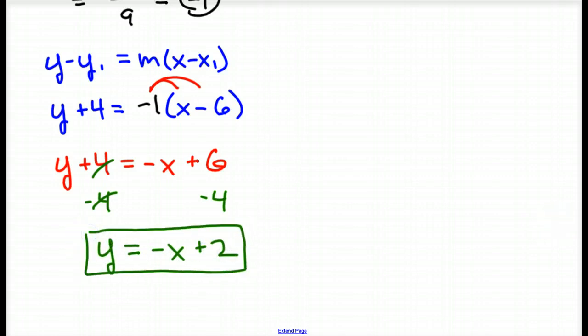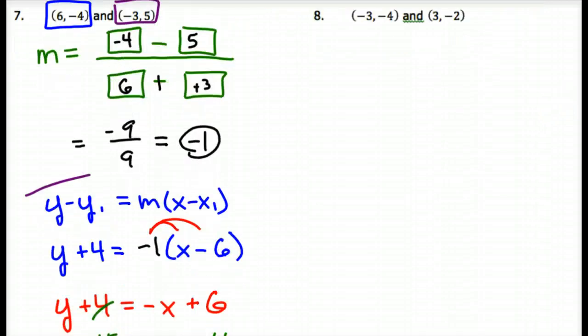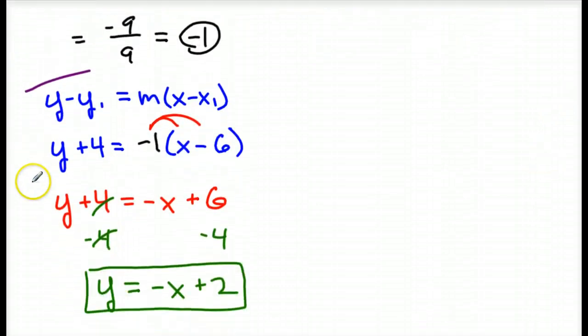Okay, so notice it's basically 3 different steps we're doing. The first step is we're finding the slope using our slope formula. That's step 1. The next step is we're writing the equation in point-slope form. And then after we write our point-slope form, we are isolating y to change it to slope-intercept form.